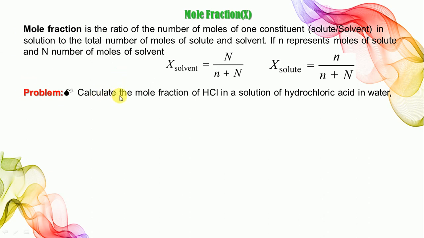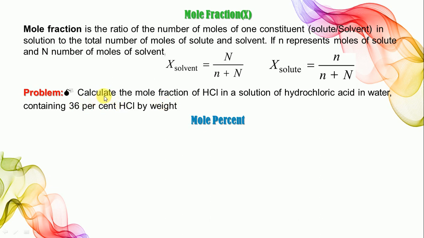If we want to calculate the mole fraction of hydrochloric acid, which contains 36% hydrochloric acid by weight, then we have to know what 36% hydrochloric acid by weight means. It means 36 gram hydrochloric acid is dissolved in 100 gram solution. That means the weight of solute is 36 gram and the weight of solvent is 64 gram.